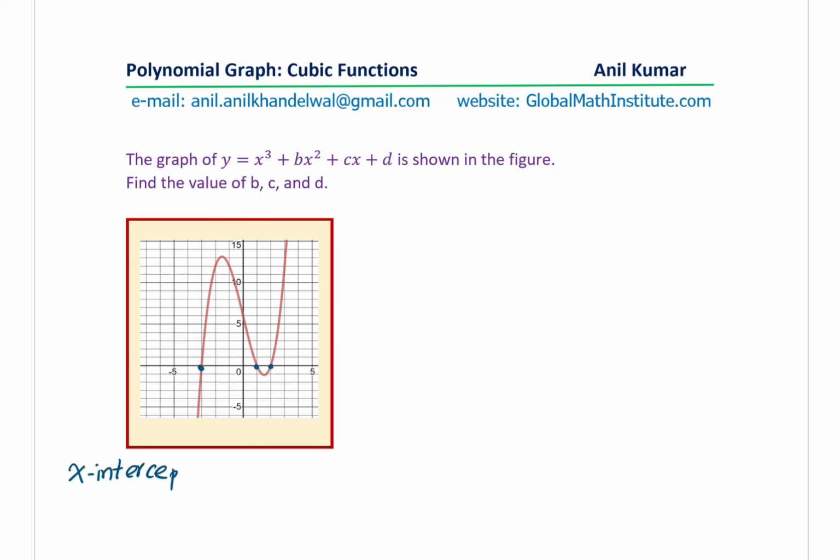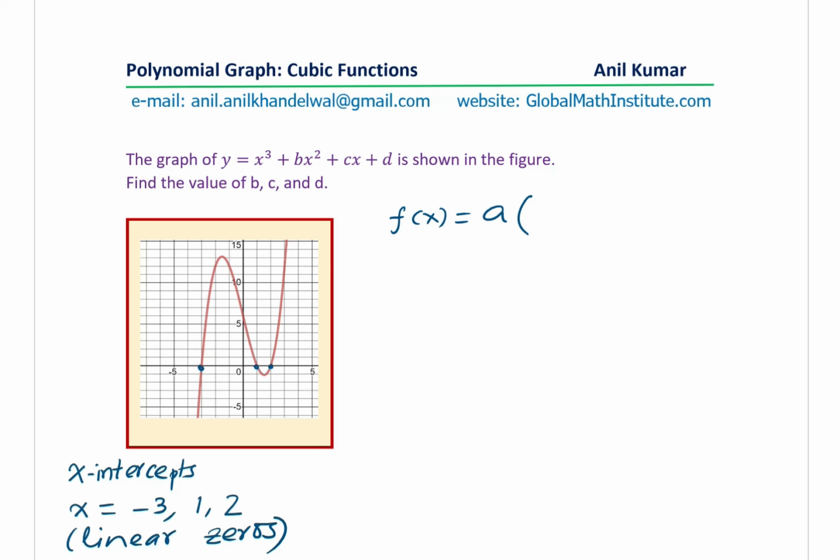So there are 3 x-intercepts, right? At x equals -3, 1, and 2. Now these are all linear zeros. Since they are linear zeros, we could now write down the function f of x as equal to a times these factors. So -3 will give me the factor of x plus 3, times x minus 1, times x minus 2. So these are the linear zeros.